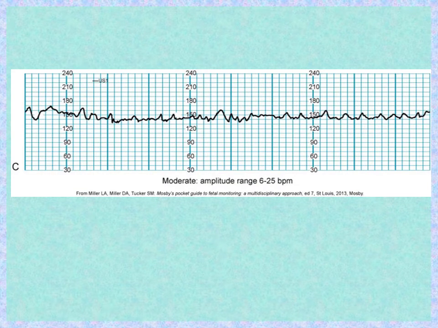In this slide, you see normal variability. If this were an adult strip, you would be very concerned as this looks remarkably like ventricular fibrillation. This is a joke, guys.